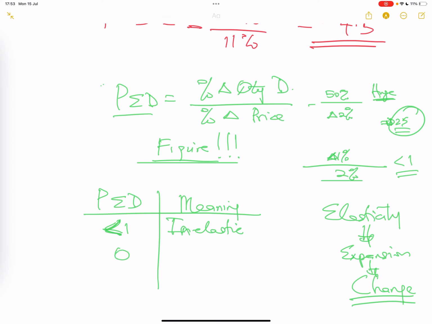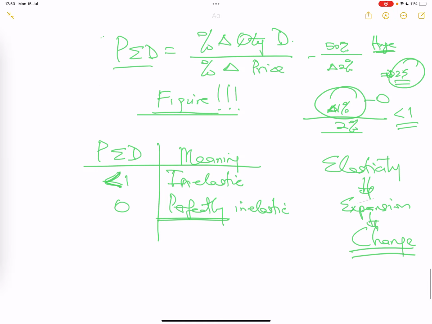So if it's not changing that much, then it's inelastic, which means it's not changing. However, if it is 0, then you say it's perfectly inelastic. Perfectly inelastic means it's not even moving at all, which means this entirety is 0. It is not moving at all. It is not changing. So it means it's perfectly inelastic. Here it is just inelastic, or you say it's relatively inelastic. It's the same thing you are saying. But when it is 0, then it's perfectly inelastic. It means it's not even changing.